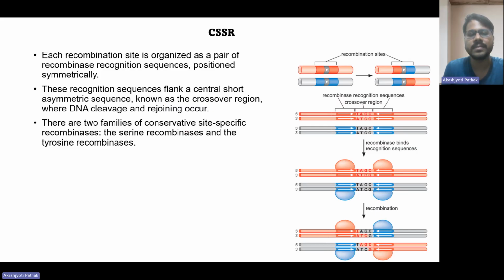Now there are two families of this recombinase protein. Okay, the serine recombinases and the tyrosine recombinases. So why are they called serine recombinases? Because obviously the active site of this enzyme has the amino acid serine, which is catalyzing the reaction. Okay, and similarly, the active site of tyrosine recombinase will have a tyrosine amino acid residue, which will catalyze this recombination process. Therefore, they are known as serine recombinases and tyrosine recombinases.